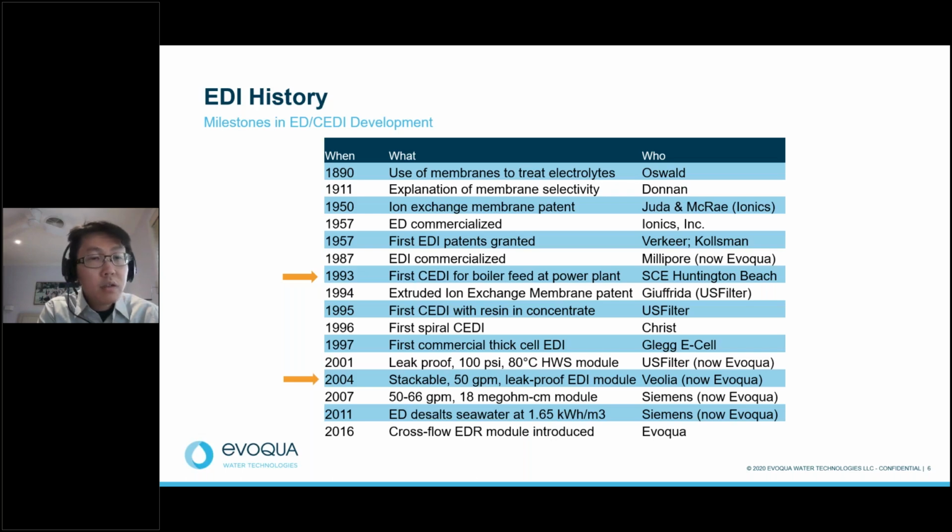In 1997, we made the first commercialized thick cell CDI. This allows us to make modules at a higher flow at a lower cost. In 2004, we made a new CDI module called the VNX module, a high flow series of about 50 GPM flow rate. Throughout this whole period, it is still the same team that is researching all these new products for you, but we went through a few companies, from US Filter to Veolia to Siemens, and now we're under Evoqua.